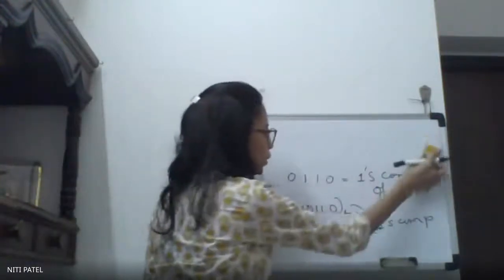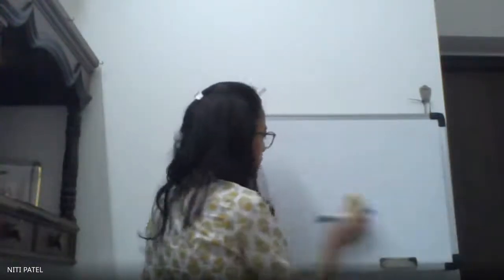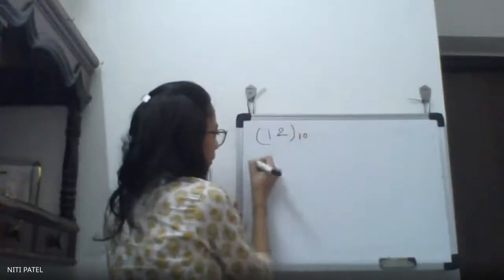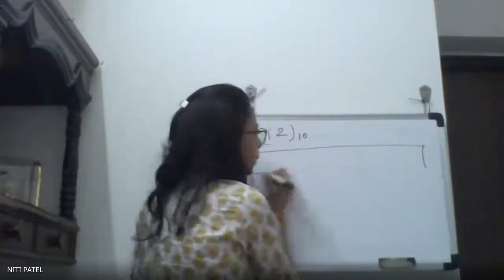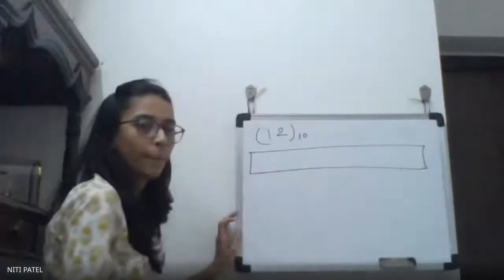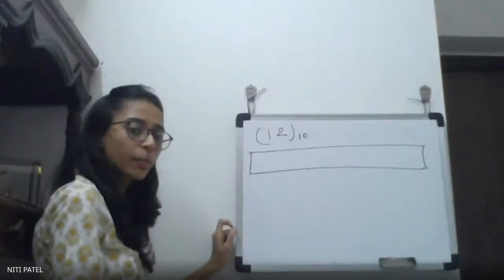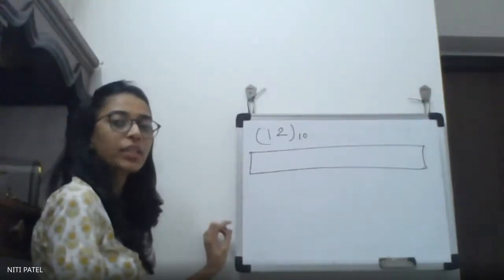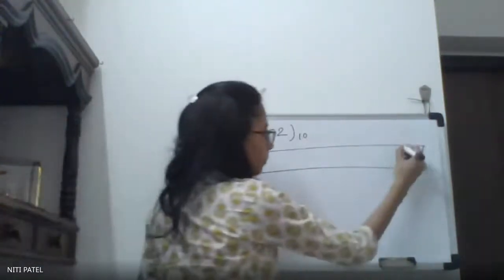Now in the question, we have to calculate ones complement of what? Positive 12 and negative 12. First we'll do it for positive 12. How many bit representation do I want? 8 bit. Why? Because the size of a register is 8 bits. If it is not given, still you will consider the size of a register as 8 bits.